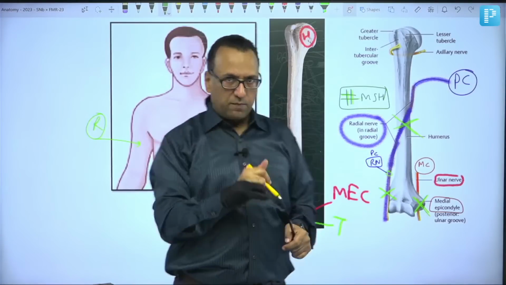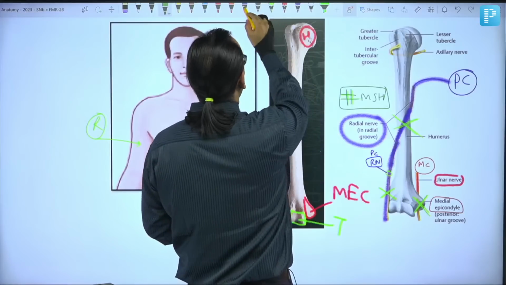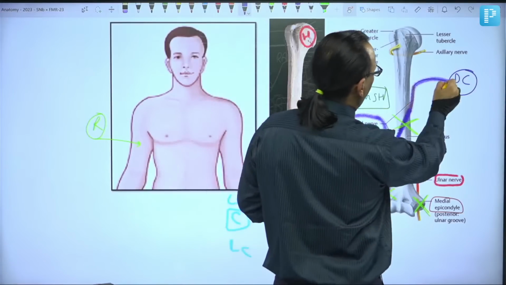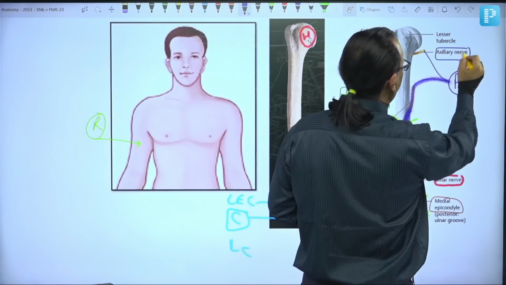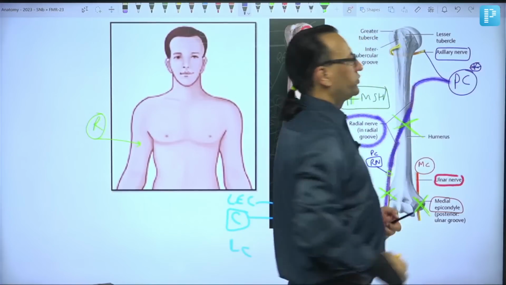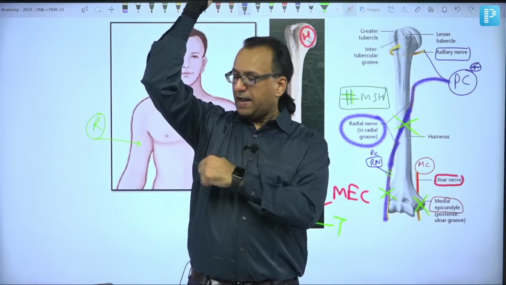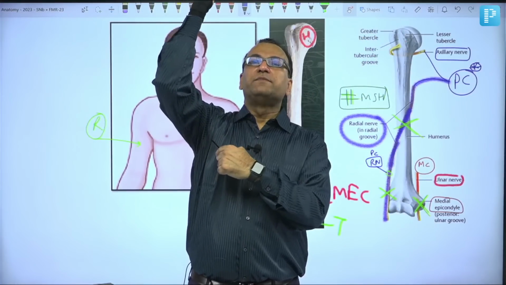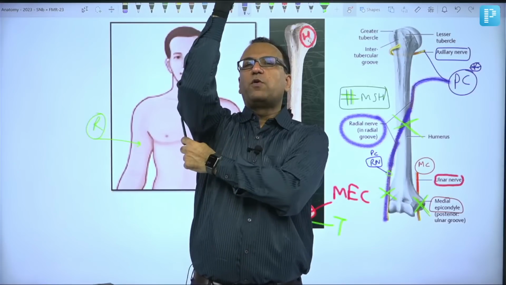The posterior cord gives one more branch, which is shown here, and as you can see, that is the axillary nerve. The axillary nerve is also coming from the posterior cord of the brachial plexus in the axilla, and it is passing posterior to the humerus bone.